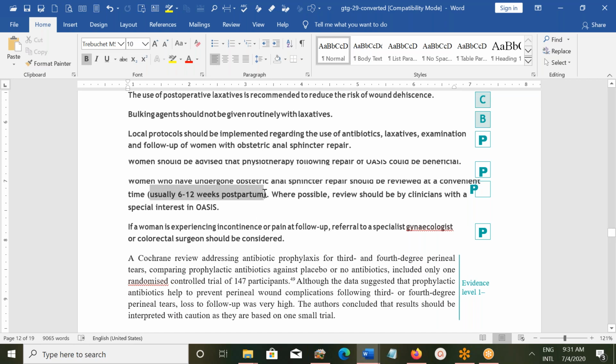They don't have to come after 2 visits. Just remember that your patient should come back after 6 to 12 weeks postpartum, and they should be seen, if possible, by some surgeon who has an interest in the repair of sphincters. And if at 6 to 12 weeks the woman is still experiencing incontinence or pain at follow-up, then you have to refer her to the colorectal surgeon.